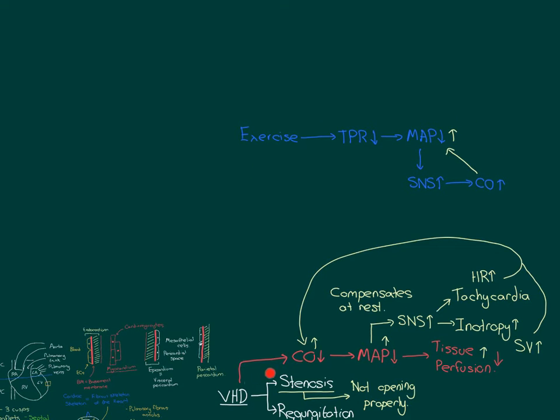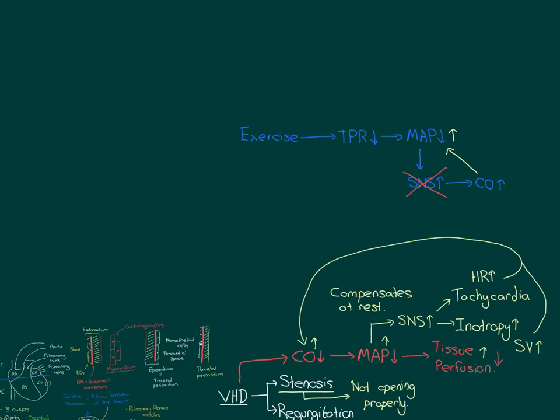In someone with valvular heart disease, the sympathetic nervous system is already activated at rest. So now when you exercise, again, this is going to happen. Total peripheral resistance is going to go down. Mean arterial pressure is going to go down. But the sympathetic nervous system now can't be put on any higher. It's already on at a very high level. So you can't really increase sympathetic stimulation to the heart any further. So you can't increase cardiac output, so you don't get this rectification to mean arterial pressure. So the flow diagram ends here. Mean arterial pressure goes down.